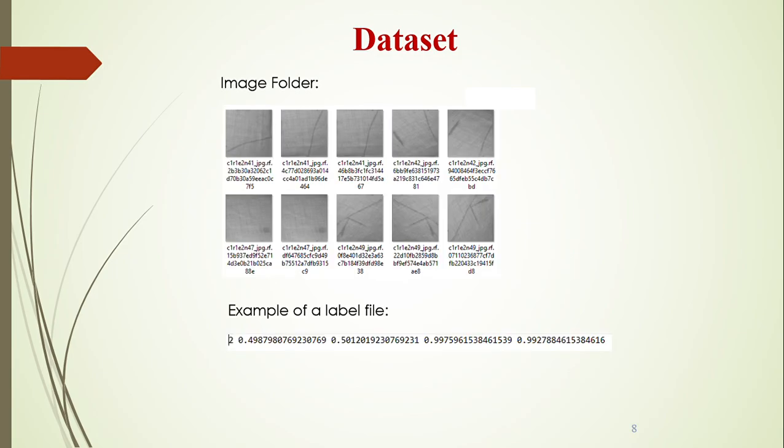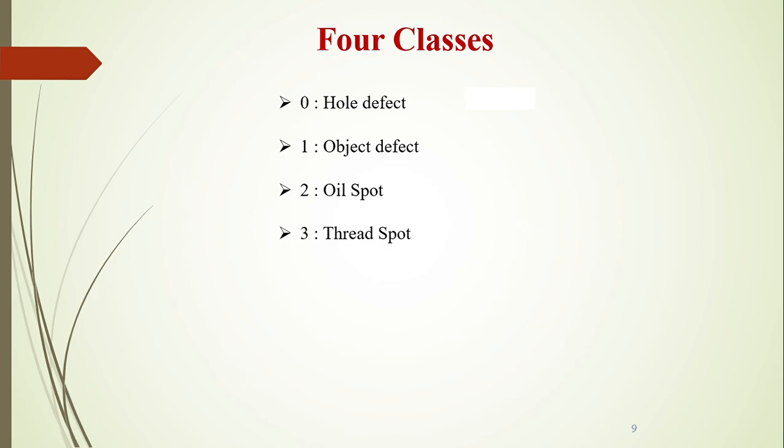These are the sample images from our dataset. The label file has 5 numbers. The first one indicates the class to which the defect belongs, and the next 4 numbers indicate the bounding box coordinates of the defect in the image. These are the 4 classes of defects which we have detected. 0 represents the hole defect, 1 represents the object defect, 2 represents the oil defect, and 3 represents the thread spot.